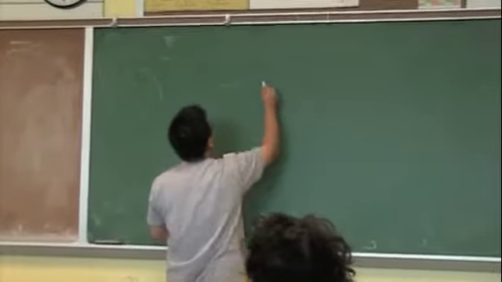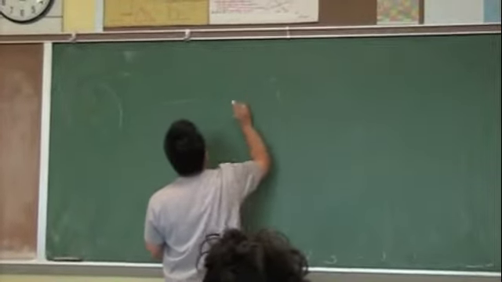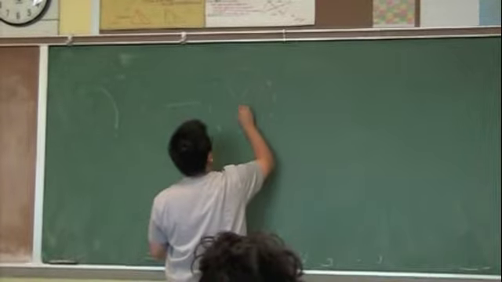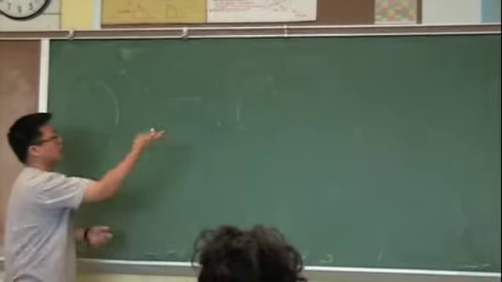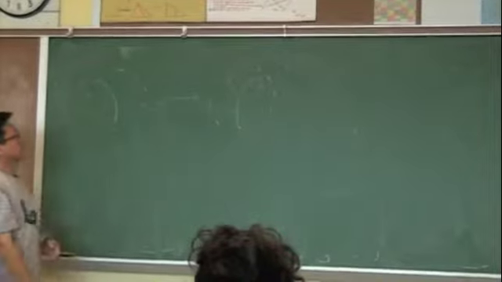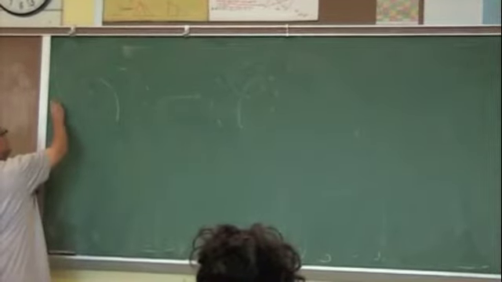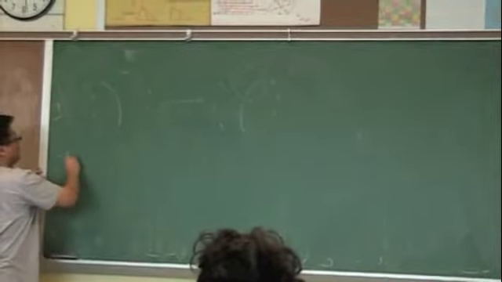You can do this move: inside this region, you now added a loop like that, or you could go the other way, you could remove a loop. This is what a type 1 move. Type 2 move.